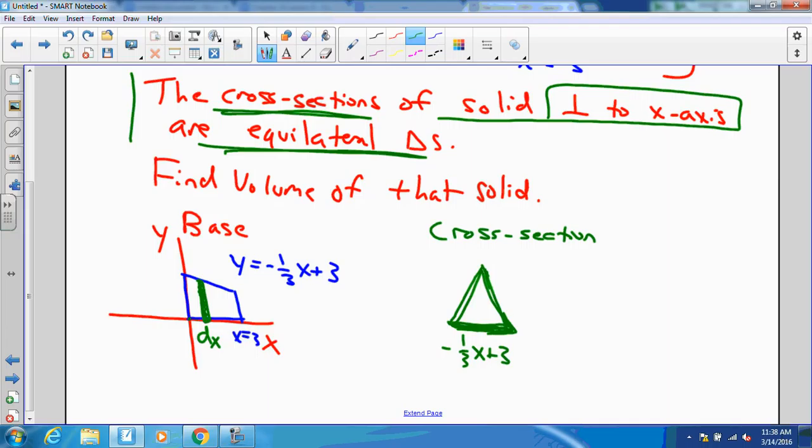So look at what this is saying. For each point x, I'm going to have a different equilateral triangle. And for each point x, the distance across here is going to be negative 1/3 x plus 3. So when x is 0, this distance will be 3. When x is equal to 3, this distance will be 2.